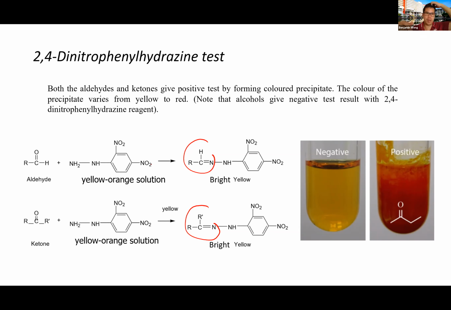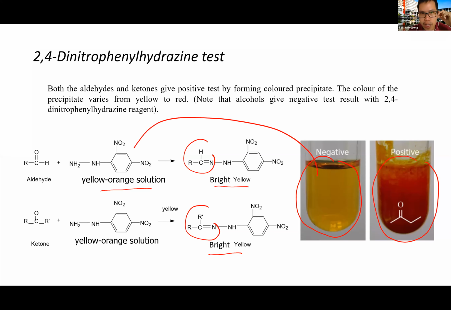That's why it will change from what is usually a yellow-orange solution to a bright yellow or bright red color here. So it really depends on how it reacted. Sometimes it's bright yellow, sometimes it's bright red. So for a negative test it is usually like that. After reacting, you can see the color change dramatically.